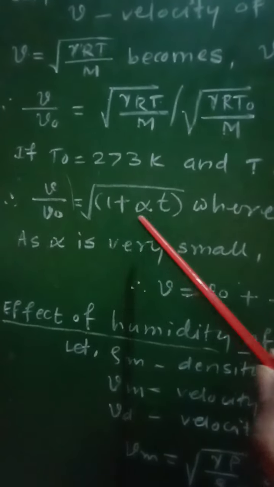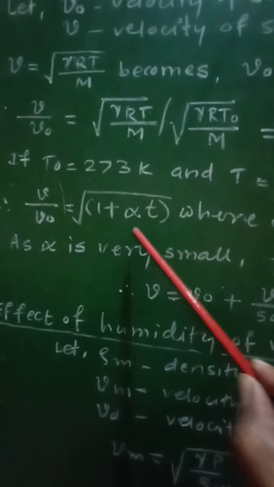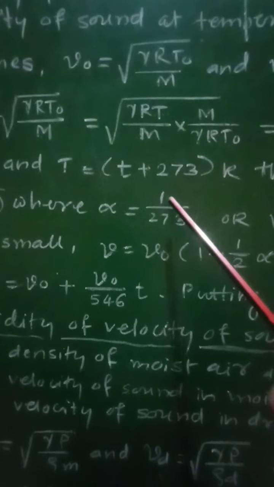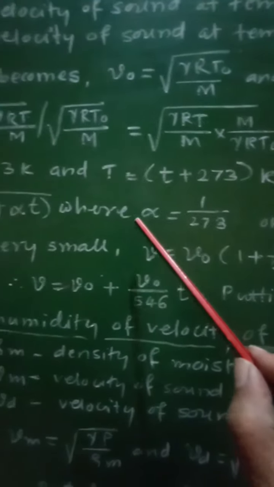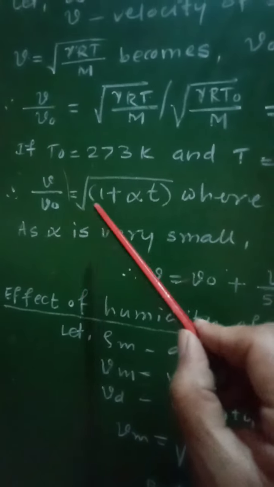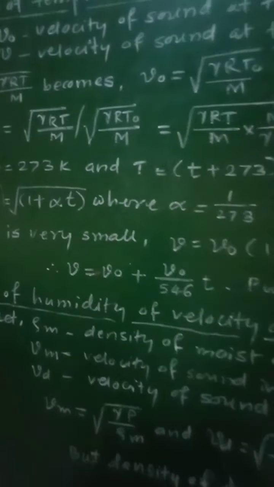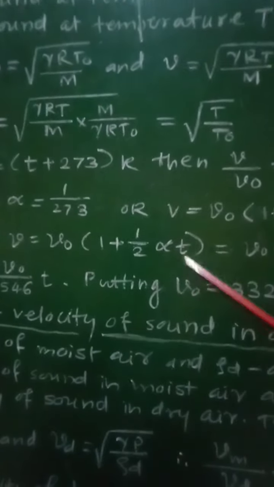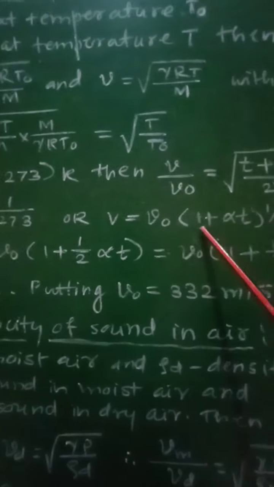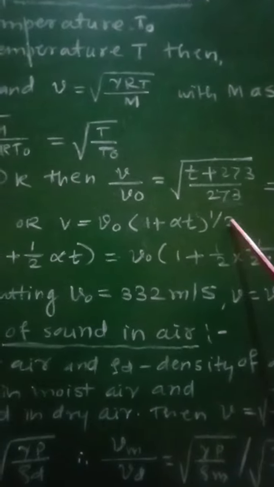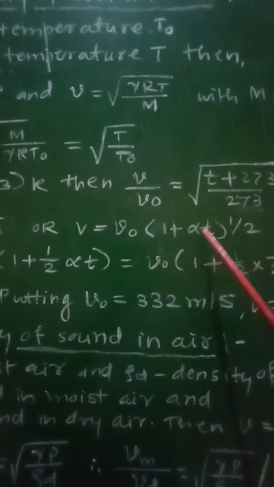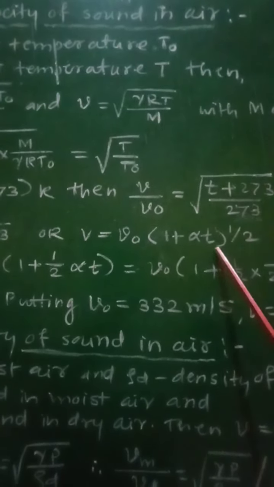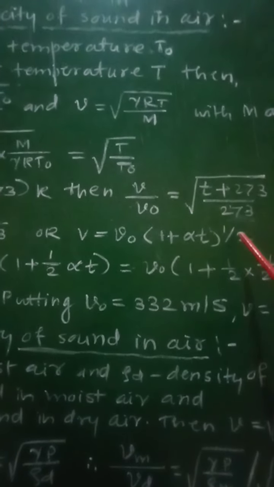And therefore we can write phi by phi0 equal to square root of 1 plus alpha t, where alpha is taken as 1 upon 273. Then we can write phi is equal to phi0 into 1 plus alpha t raised to half, because it is under root. 1 plus alpha t is in root, therefore its index is taken as half.